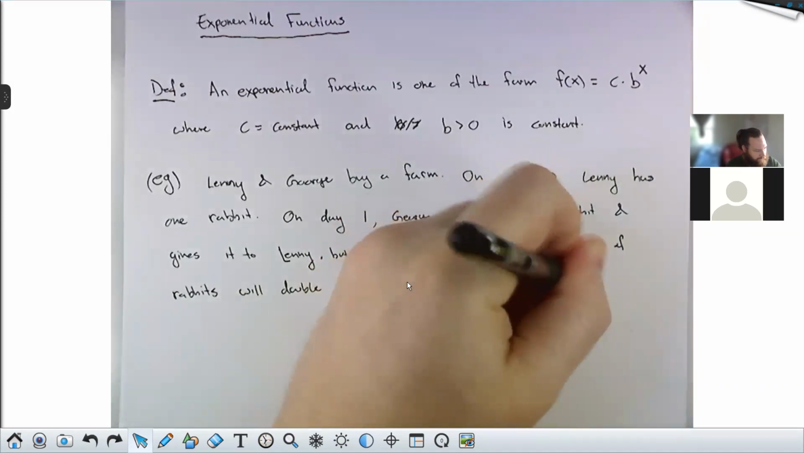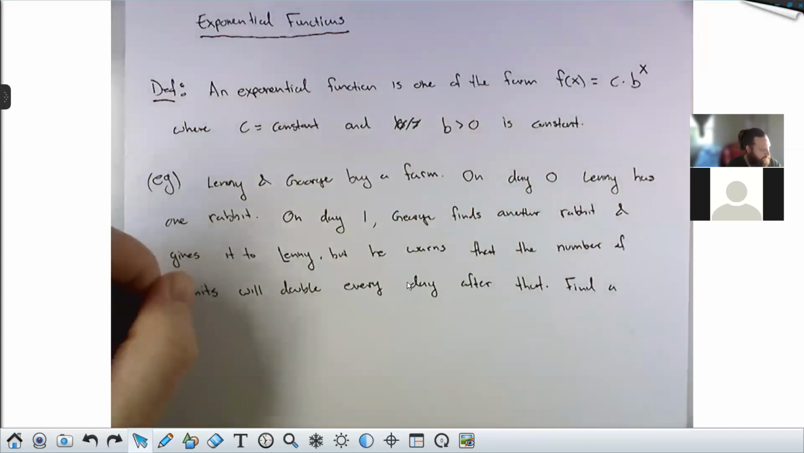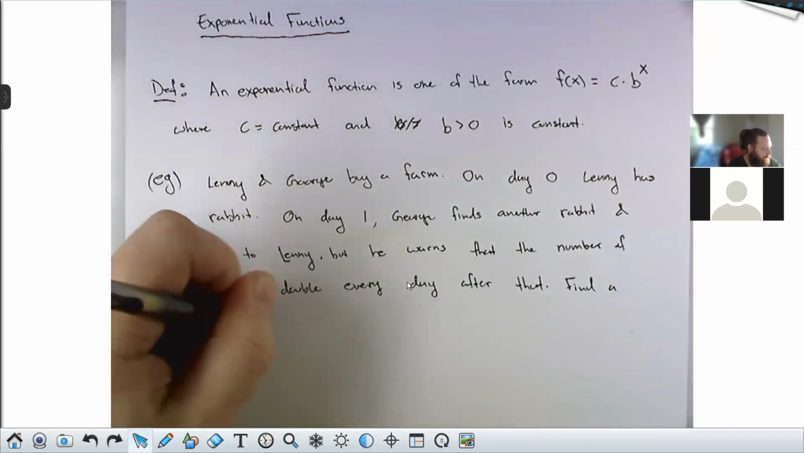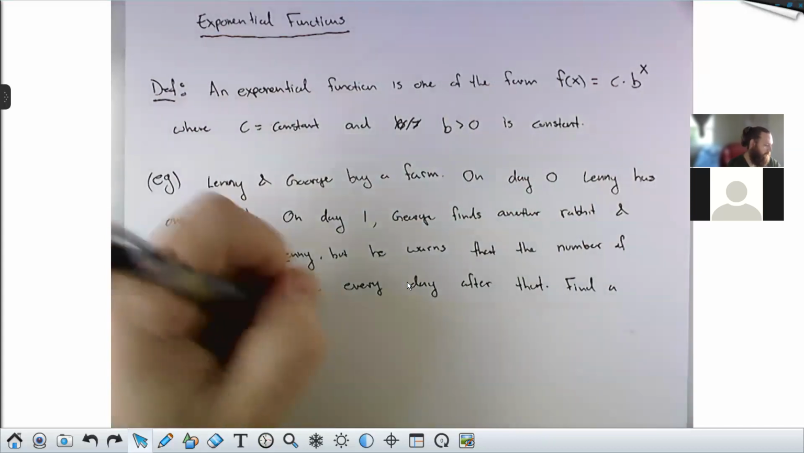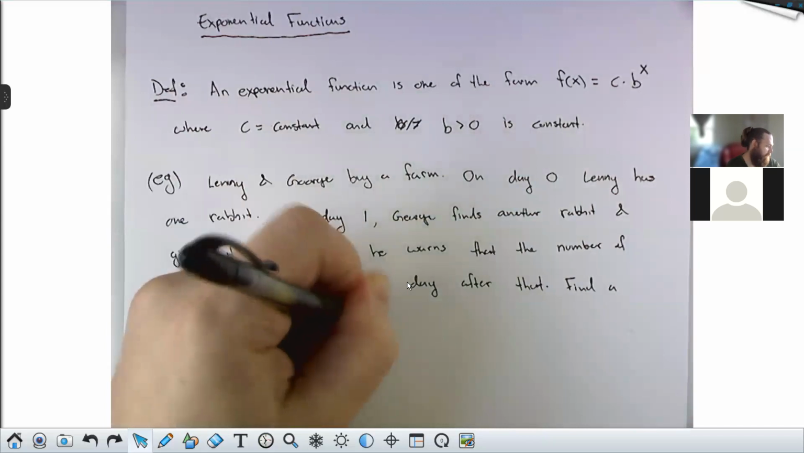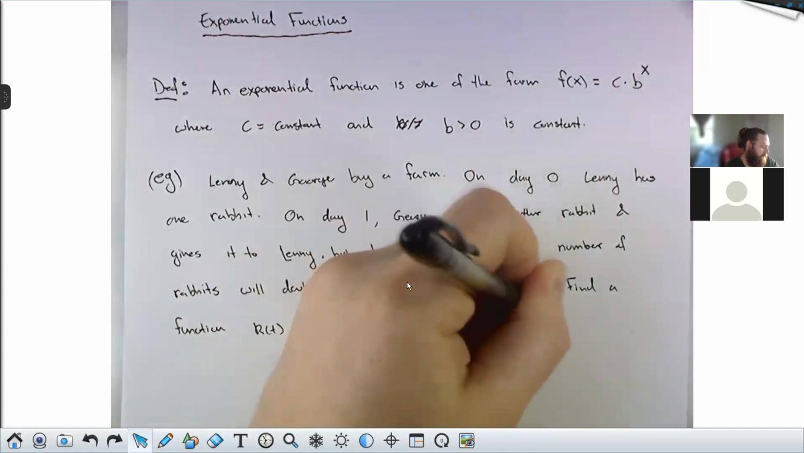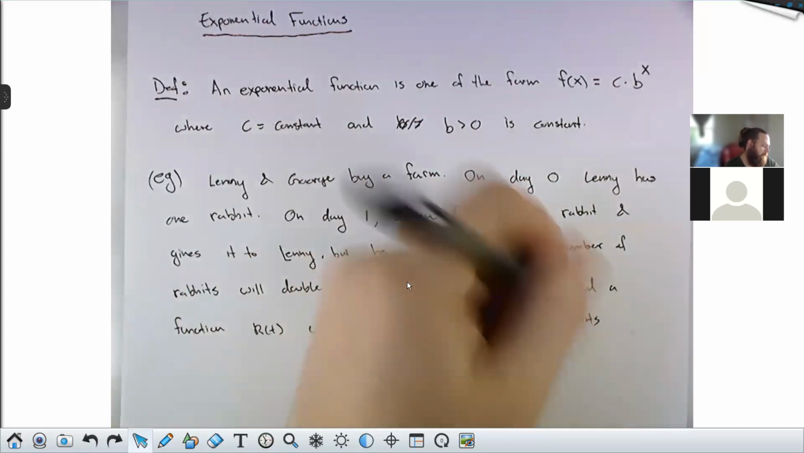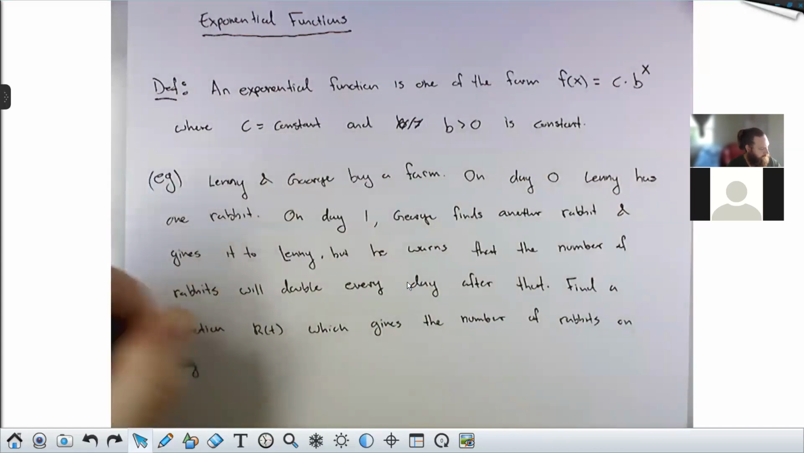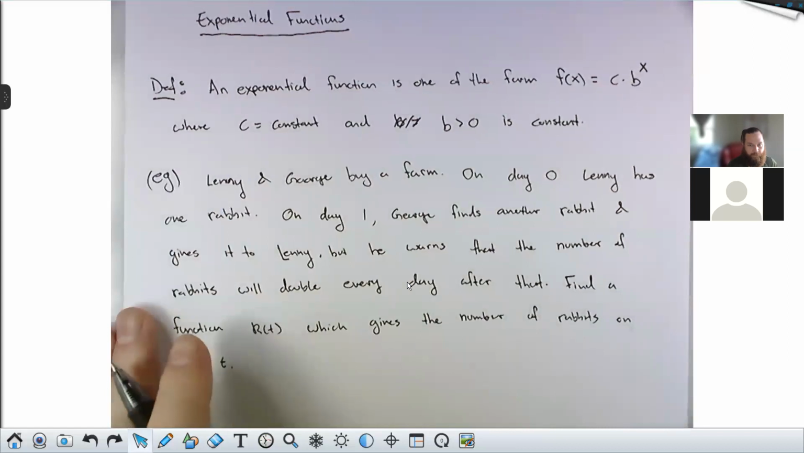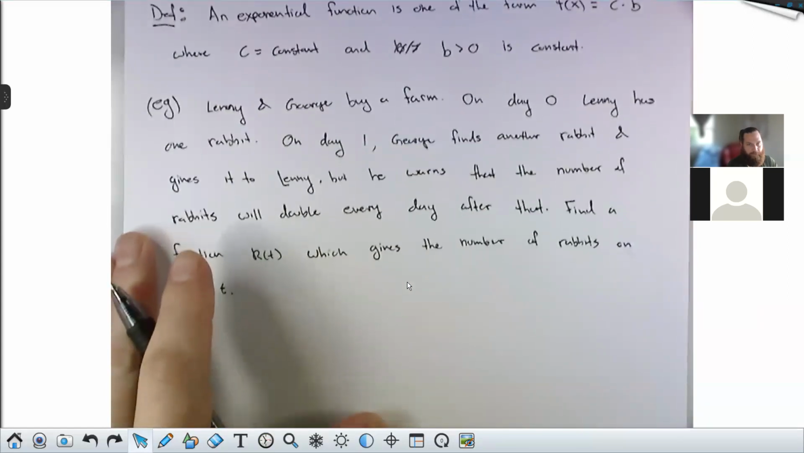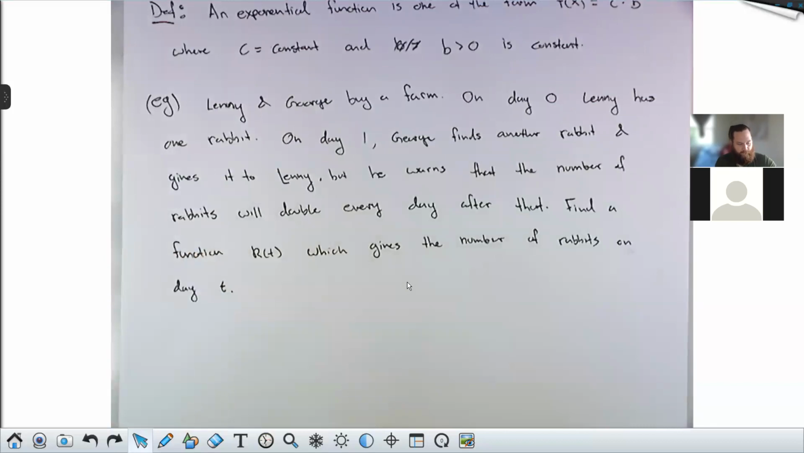I want to find a function. We can call it R of t, which gives the number of rabbits on day t. And we're going to graph this function as well. So while this is a slightly silly example, stuff like this does exist in the real world. Definitely there are plenty of bacteria that double in number every day, or even more often than that.